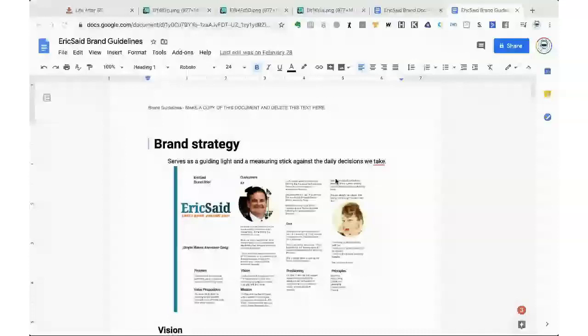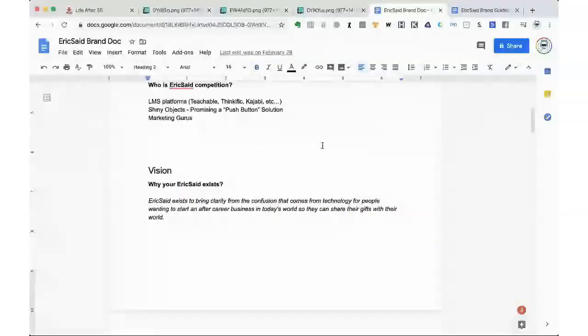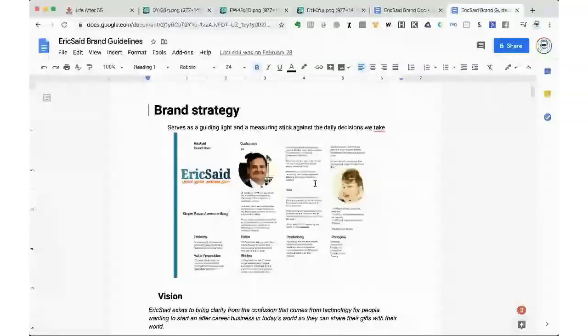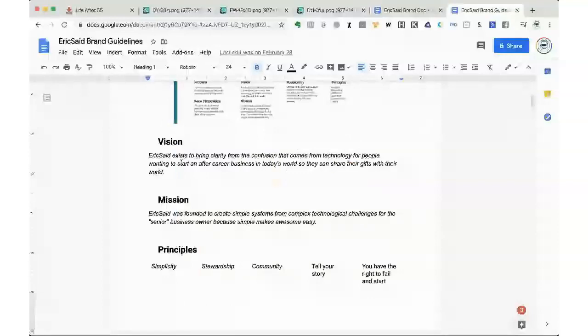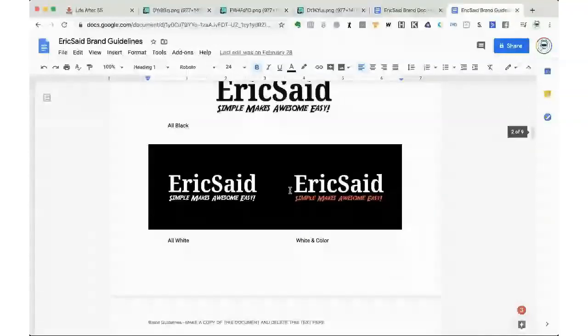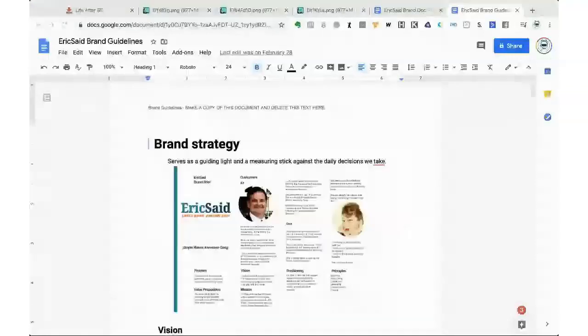All right. Now we have the brand strategy and we have this brand doc that we created that can help us to get the content that we're going to need, keeping this in mind as we do this. And then we have laid out here our vision, our mission, our principles. We have the logos. We have all of the rest of the content for this. Everybody with me? So those are the 2 documents that you will need.